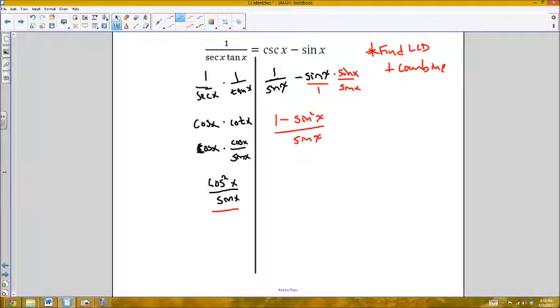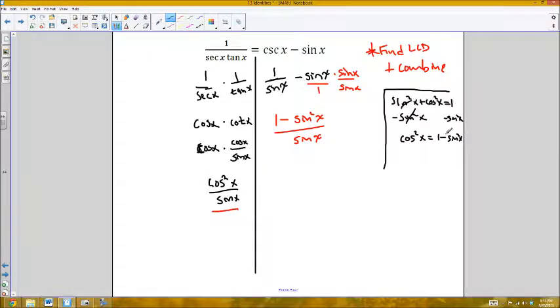Now recall the Pythagorean identities. I'm going to write this off to the side. One of the Pythagorean identities in that textbook on page 536 is sine squared x plus cosine squared x is equal to 1. Well, if I manipulate this by subtracting sine squared x from both sides, I end up with cosine squared x is actually equal to 1 minus sine squared x, because those will cancel out on this side.